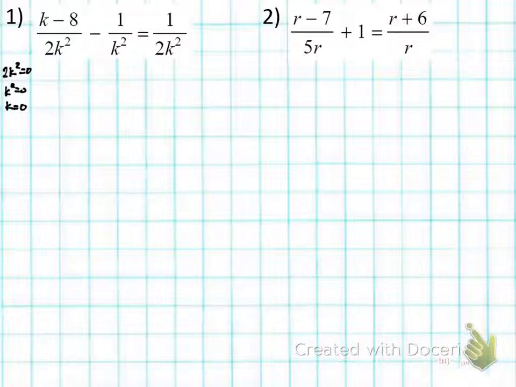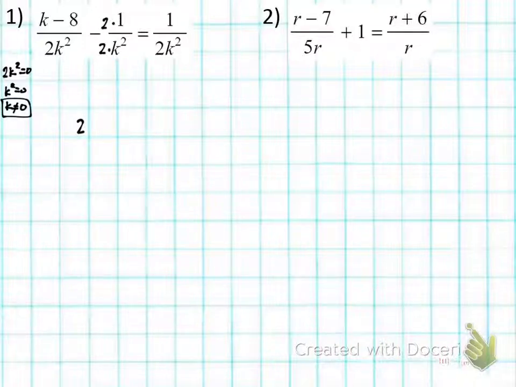The next thing I want to do is make sure that I have a fraction equal to another fraction. I have a fraction by itself on the right side, but on the left side I have two fractions with different denominators. So since they are different denominators, I need to find a common denominator. This has 2k squared, this has k squared. This fraction doesn't have a 2, it has a 1 there. So I'm going to have to multiply it by 2.